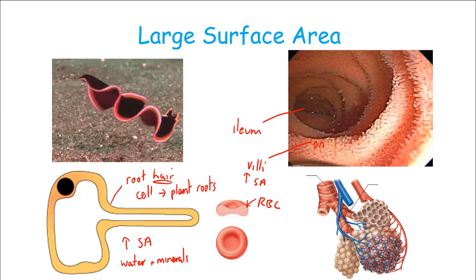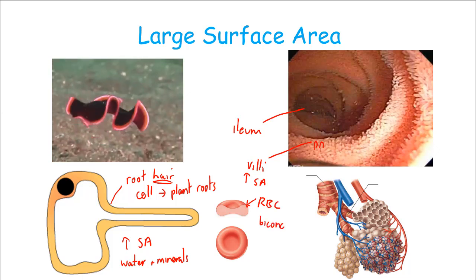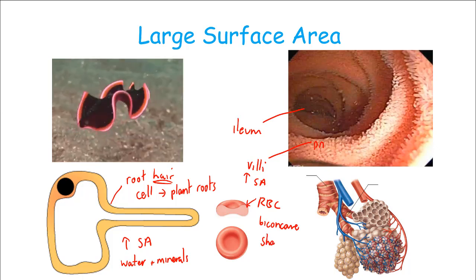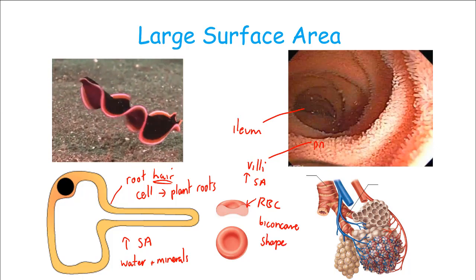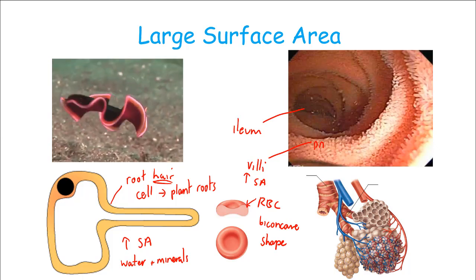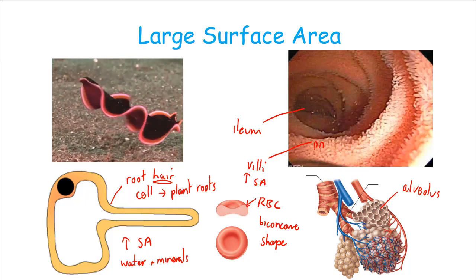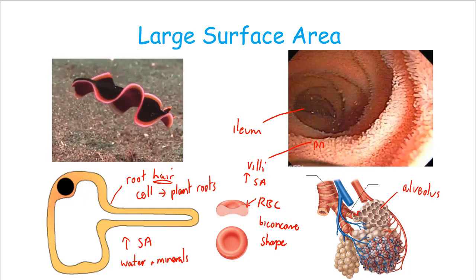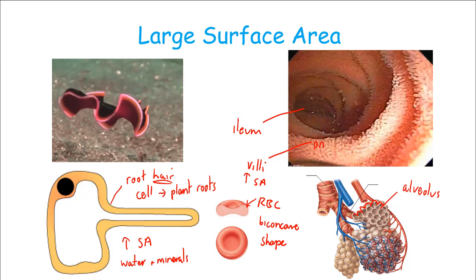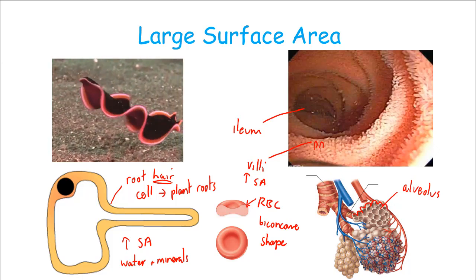This is a red blood cell, and it has a biconcave shape, which means that it has a larger surface area so it can hold more oxygen. And this part here shows an alveolus, and because of its rounded shape like this, it has a large surface area so we can get more oxygen into the blood.